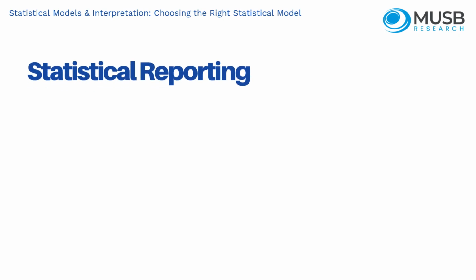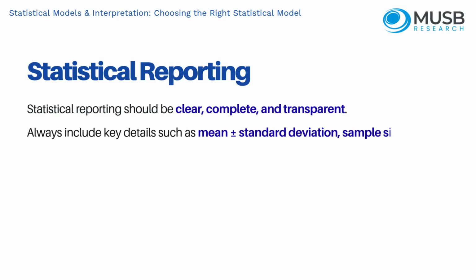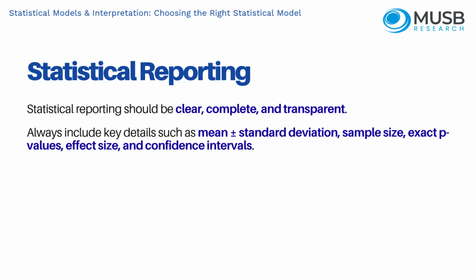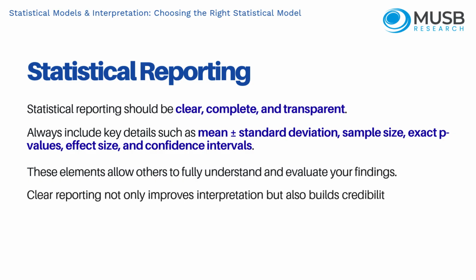Statistical reporting. Statistical reporting should be clear, complete, and transparent. Always include key details such as mean plus or minus standard deviation, sample size, exact p-values, effect size, and confidence intervals. These elements allow others to fully understand and evaluate your findings. Clear reporting not only improves interpretation but also builds credibility and trust in your work.